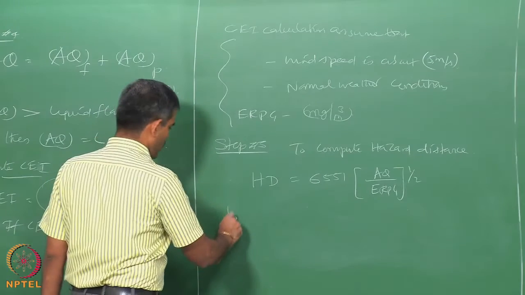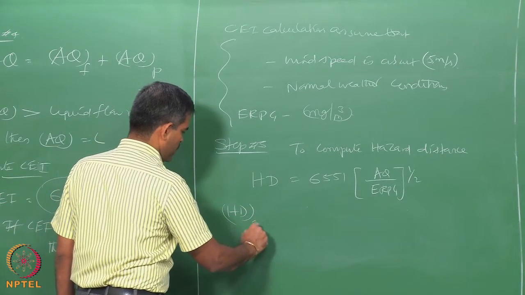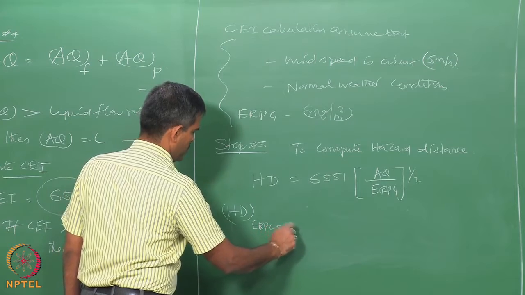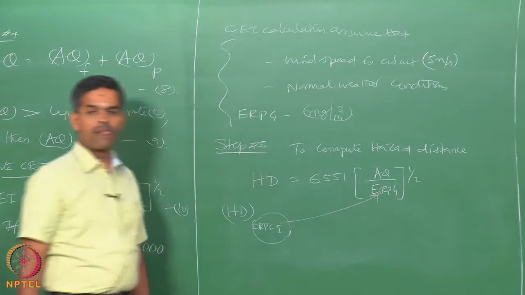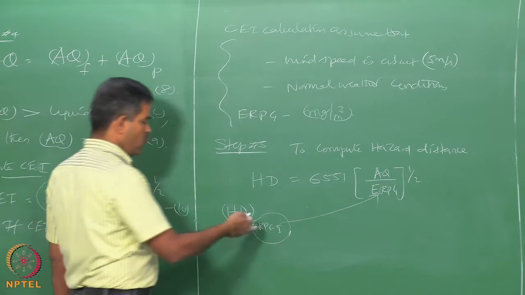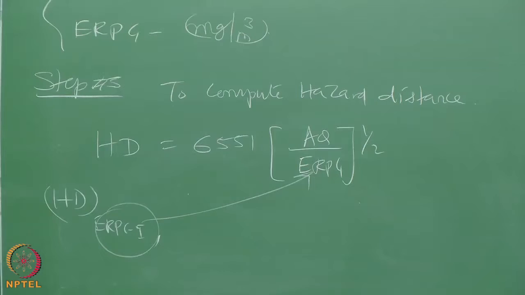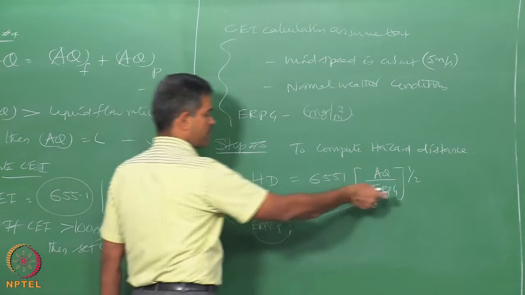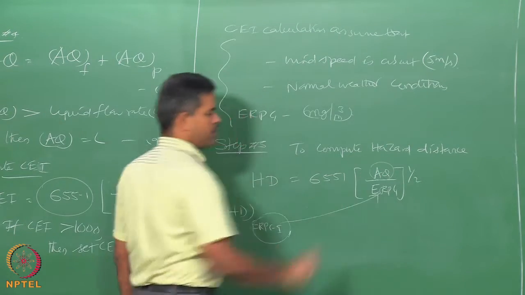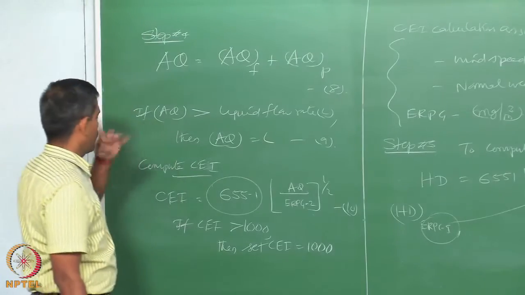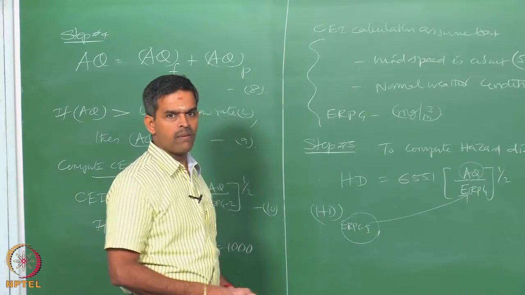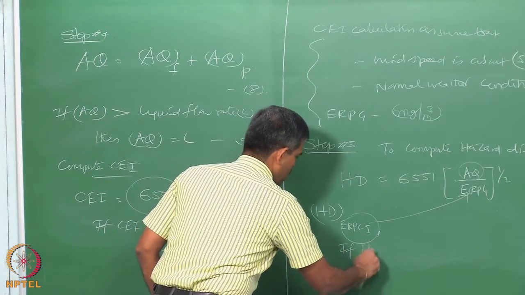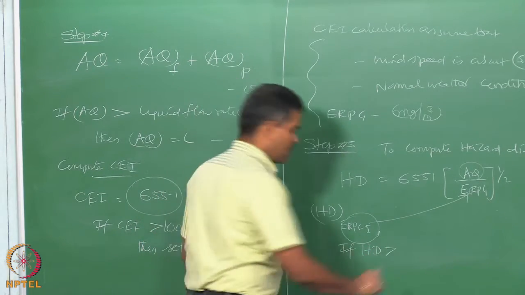Suppose you really wanted to know the hazard distance for ERPG level 1, then substitute the ERPG level 1 concentration here. If you want to know for ERPG level 2, substitute the respective concentration here and so on. So, you have to accordingly estimate the hazard distance for a specific concentration. Of course, the airborne quantity we computed from equation 8 will remain unchanged whatever ERPG value you are trying to put.